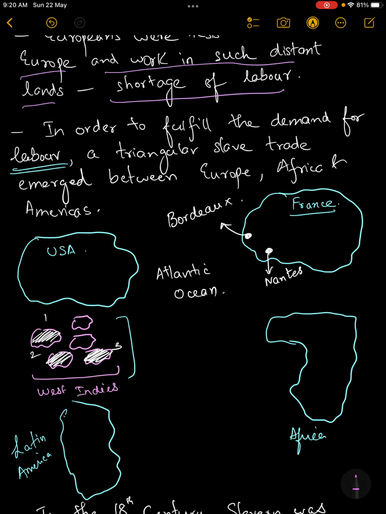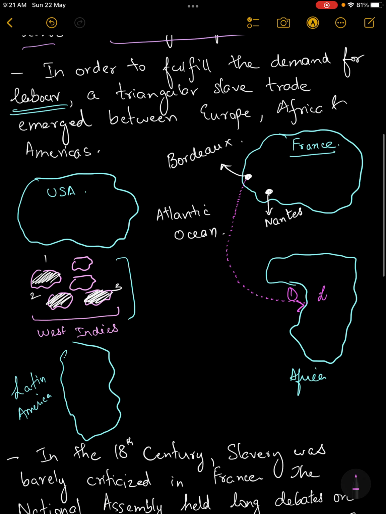These French merchants or plantation workers who wanted slaves used to start from Bordeaux and Nantes by ship. They used to first go all the way to Africa. Step number one: they used to go all the way to Africa, where the local chiefs, local rulers, local kings, local businessmen, whatever, used to supply these plantation workers with slaves. Am I very clear?